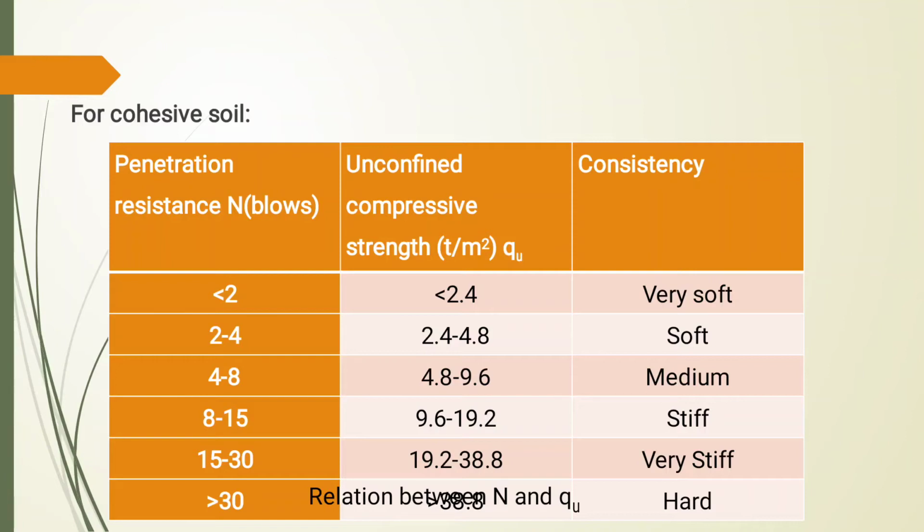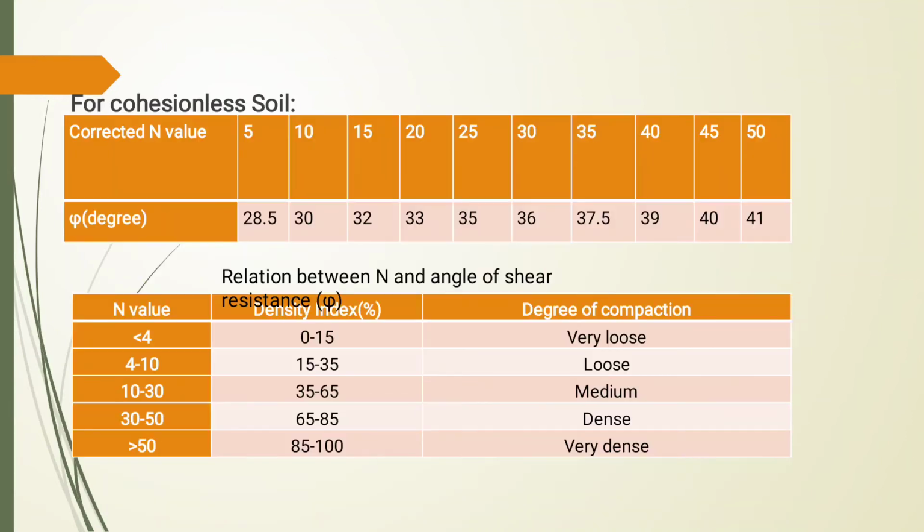If penetration resistance value is 15 to 30 and unconfined compressive strength is 19.2 to 38.8, then the consistency is very stiff. If the penetration value is more than 30 and unconfined compressive strength is more than 38.8, then the consistency of soil is hard.